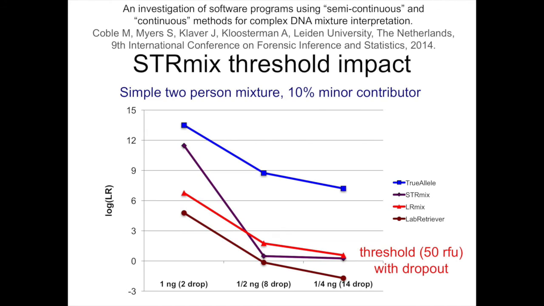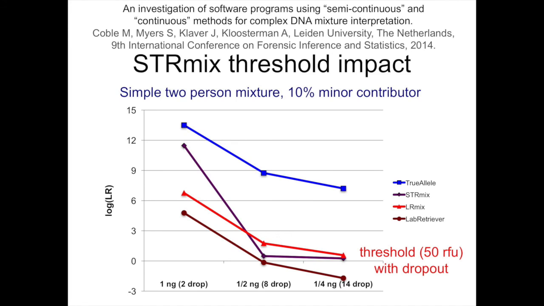It was presented at a conference in the Netherlands. And what it showed is that if this is the match statistic, starting off at 1 trillion, as the amount of DNA is decreased for a 10% minor contributor, the match statistic falls off. The blue line is TrueAllele, leveling out to maybe 1 billion or 1 million or so. However, programs that use thresholds, and here the cutoff was at 50 RFU, and dropout, and these programs were STRmix, LRmix, and LabRetriever, rapidly lost information and were down at 0, to which the developers attributed this to thresholds.